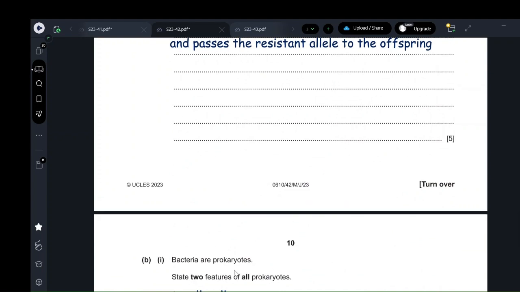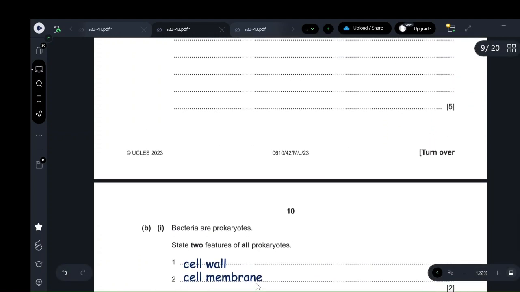Bacteria are prokaryotes. I want features of all prokaryotes. He did not say distinguishing features. He just said features of all prokaryotes. So what can I say? Anything present in all bacteria. I can say cytoplasm, I can say cell membrane, I can say cell wall, I can say circular DNA, anything that is present in all bacteria.